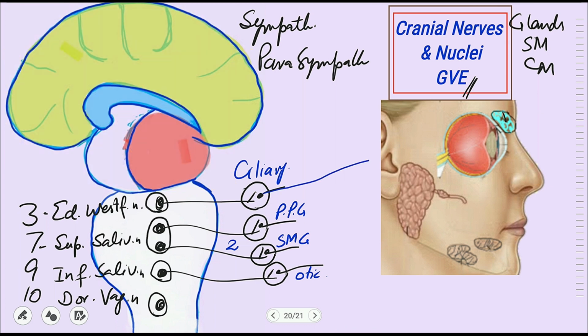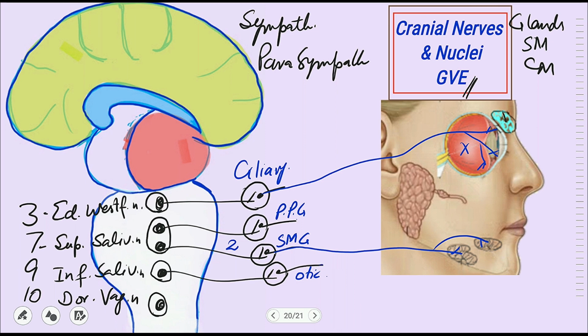The target of the postganglionic neurons from the ciliary ganglion is the viscera of the eyeball. The eyeball has viscera, yes, it has smooth muscle like the sphincter pupillae and dilator pupillae, and it has a gland that secretes fluid. The target of the postganglionic neurons from the submandibular ganglion is the submandibular gland and the sublingual salivary gland.